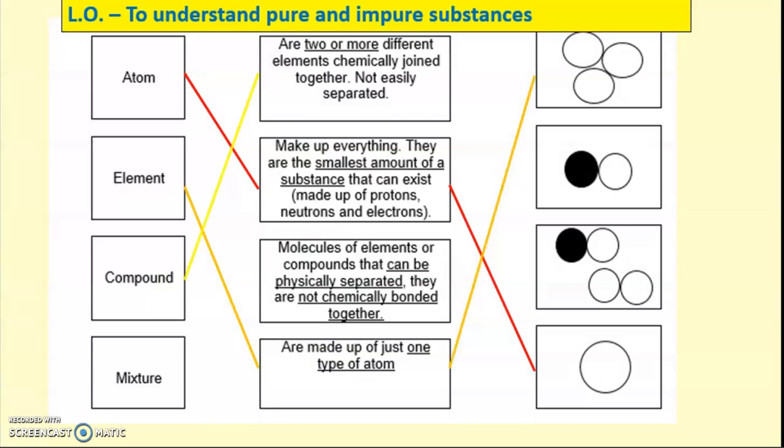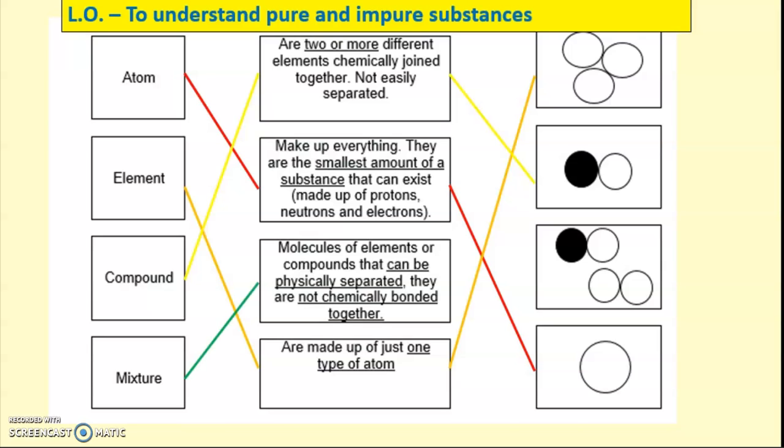And then if we look at a compound, we get 2 or more different elements which are chemically joined together. Very, very difficult to separate compounds. Okay. And then if we look at a diagram, we've got 2 different circles there. So 2 different atoms joined together to make a compound.